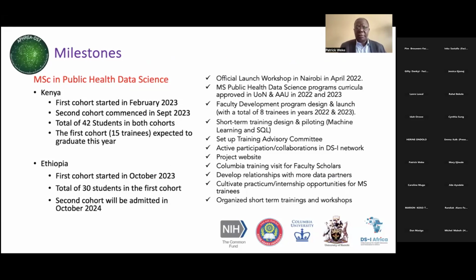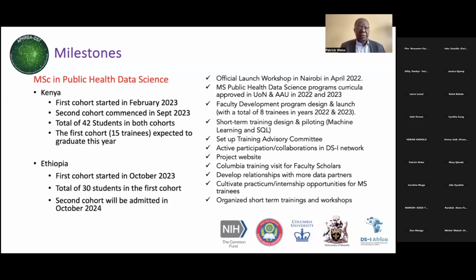We then developed, through a number of activities, the MS program in public health data science, and the curricula were approved at the University of Nairobi and Addis Ababa University in 2022 and 2023 respectively. After that, we enrolled the first cohort of students at the University of Nairobi in February 2023. They were 15 in number, and they have gone through their training, and we expect them to graduate this year in September and December.